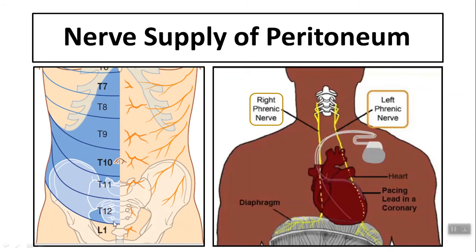Here we can see it's the same nerves that supply the anterior abdominal wall from T7 to T8, T9, 10, 11, 12, and L1, also supplying all layers of the anterior abdominal wall. In addition to that, the peritoneum of the pelvis is supplied by the obturator nerve, and the diaphragmatic peritoneum is supplied by the phrenic nerves.